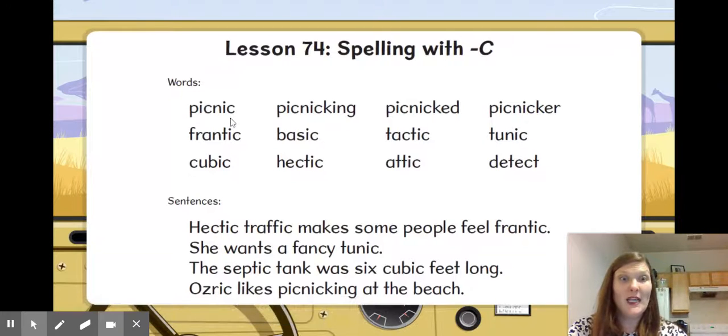Okay, let's look at the transfer card here on the next slide, and let's read these words. Okay, this first word is picnic. And look, picnicking, picnicked, and picnicker. Do you remember why we have that K in there? It's to protect that C. All right, good.